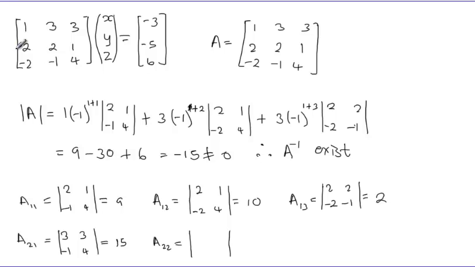A22 is going to give us a cross. So I'm left with the corners only. That will be 1, 3, minus 2, 4. Does everybody see what we're doing? Do you see the mechanics of what we're doing?